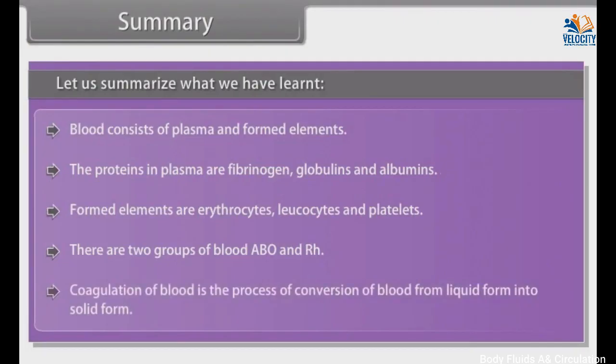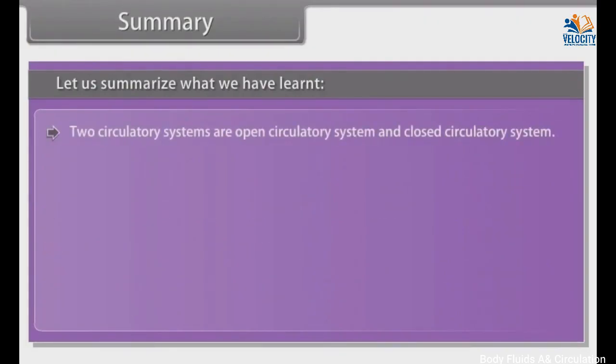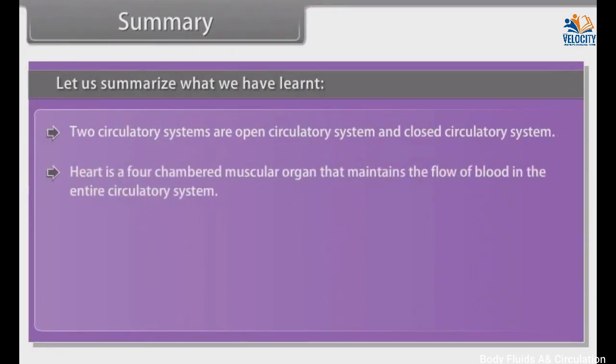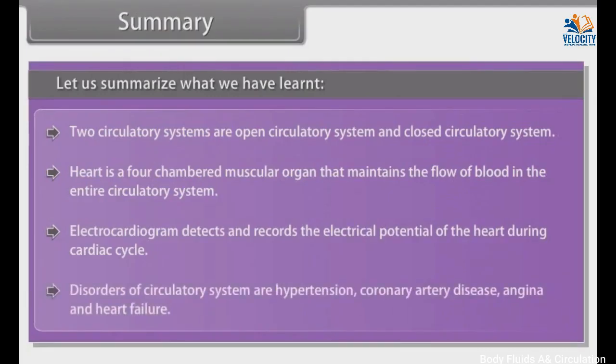Coagulation of blood is the process of conversion of blood from liquid form into solid form. Two circulatory systems are the open circulatory system and the closed circulatory system. The heart is a four-chambered muscular organ that maintains the flow of blood in the entire circulatory system. An electrocardiogram detects and records the electrical potential of the heart during the cardiac cycle. Disorders of the circulatory system are hypertension, coronary artery disease, angina, and heart failure.